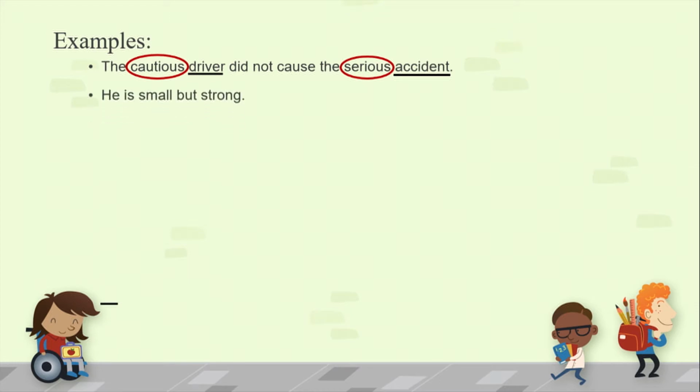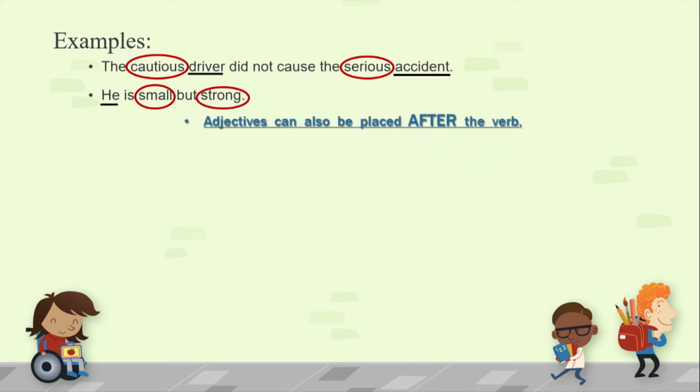He is small but strong. We have a pronoun there. And the pronoun he is described as small and strong. So even as we try to use our visualization, we know that this male person is not just a male, but they're small and they are strong. Seeing the importance of adjectives? Good. Adjectives can also be placed after a verb. For instance, the car was blue.